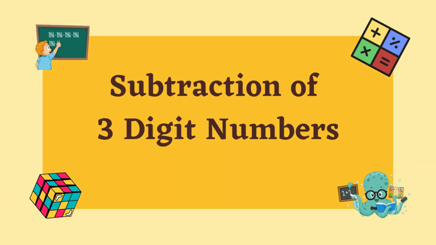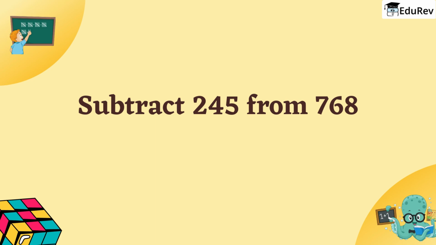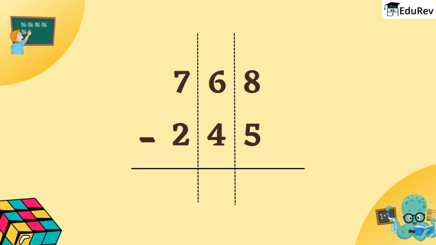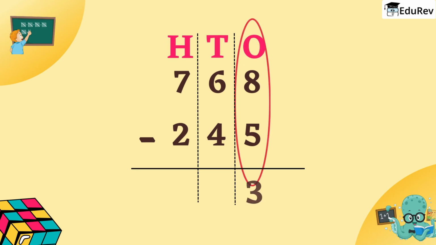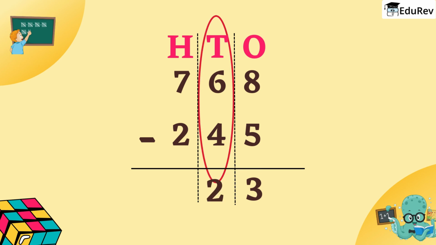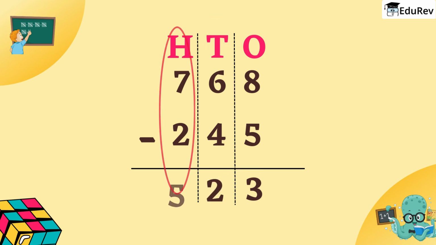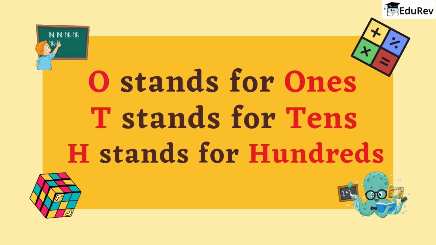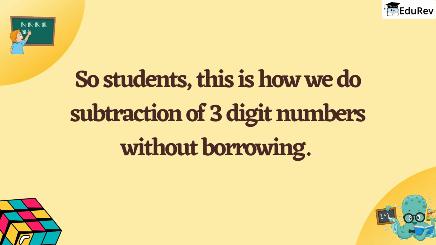Next, we will look at the subtraction of 3-digit numbers. Let's subtract 245 from 768. So we have 768 and we want to subtract 245. Now, 768 minus 245 equals 523. To make it easier, we can break it down. O stands for ones, T stands for tens, and H stands for hundreds. So students, this is how we do subtraction of 3-digit numbers without borrowing.